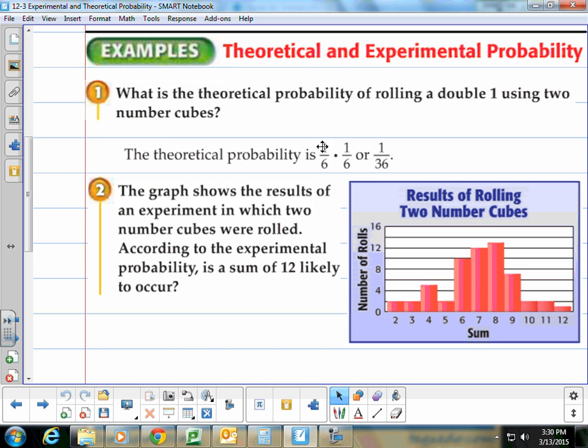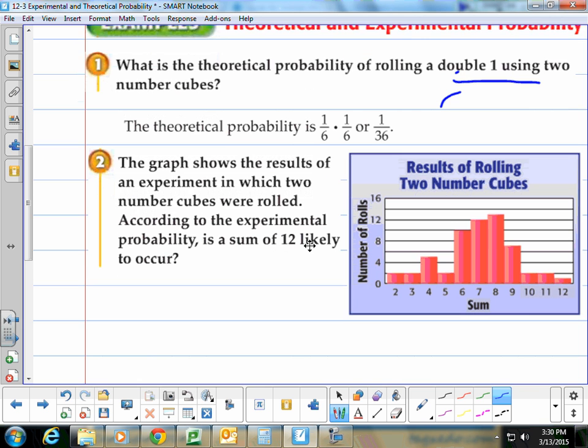Because you remember that when you multiply fractions, you multiply straight across. So 1 times 1 is 1, 6 times 6 is 36. So there's a 1 in 36 chance of rolling double 1s. And that is up here, double 1s. So that's like snake eyes if you're a dice player.